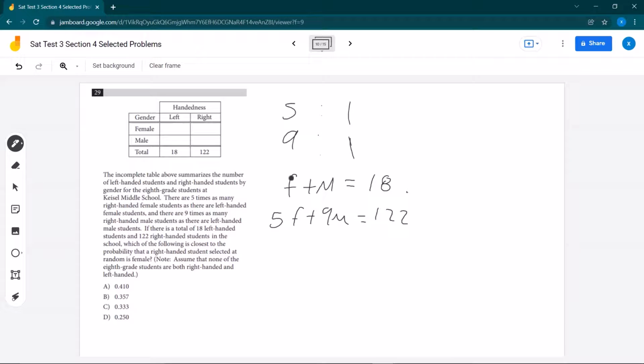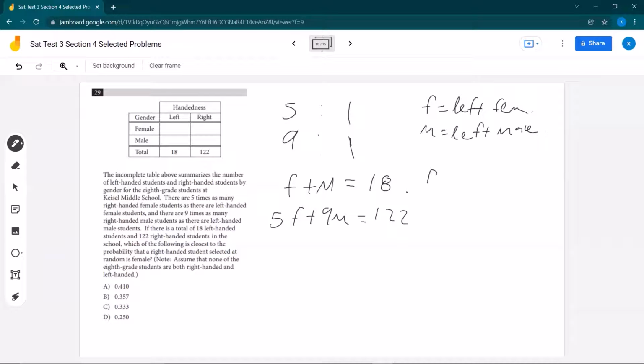So we can create the system of equations and solve it to find out the values of left-handed females and left-handed males. F is left female, and M is left male. And using that information, we can find out how many right-handed males there are, or how many right-handed females there are, and then we can calculate the percentage here. So let's solve the system.